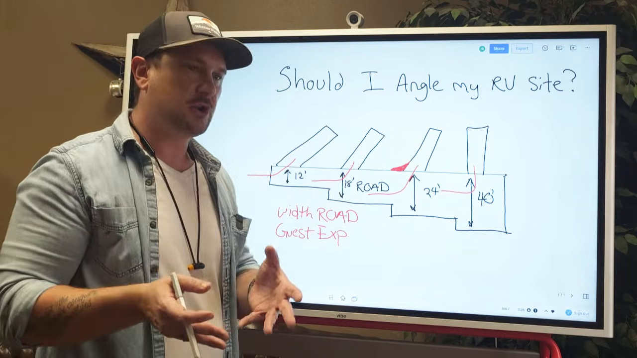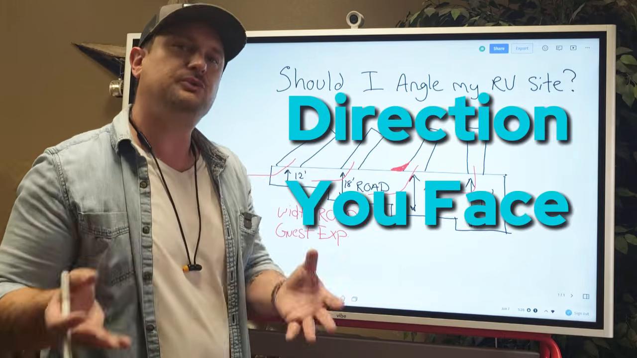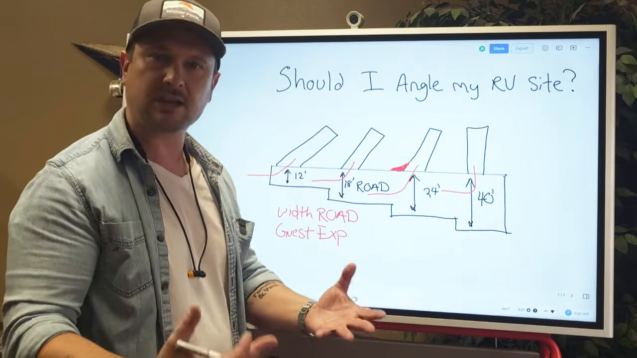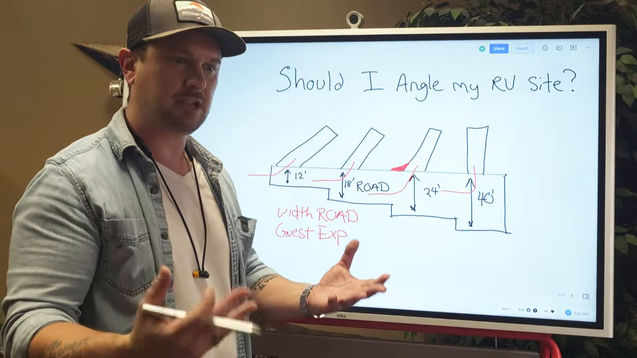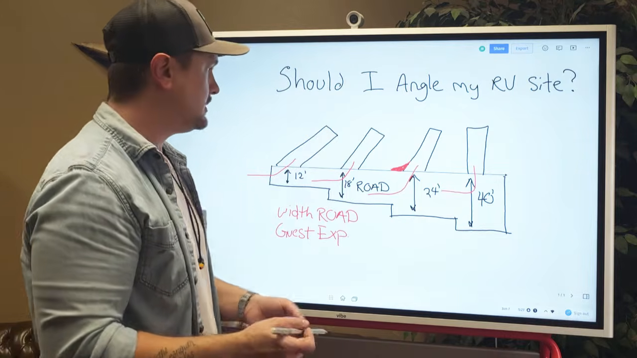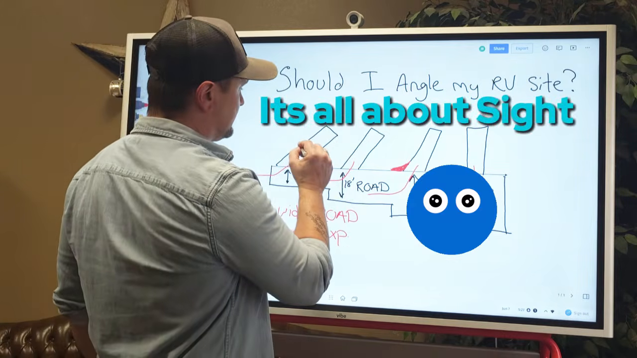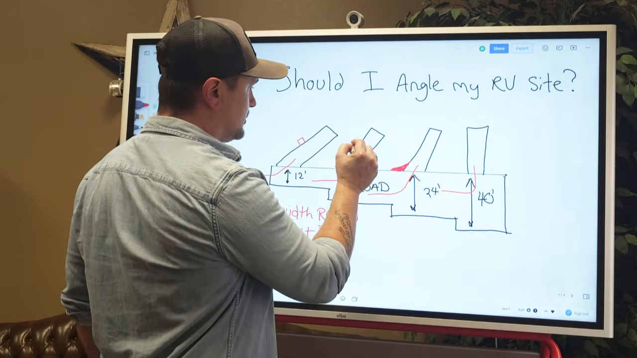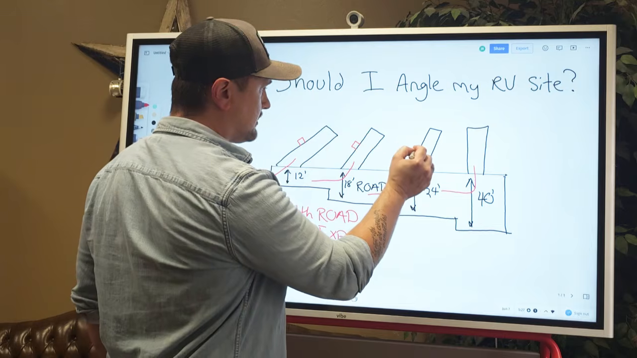But it's also the direction you face when you're on your patio and or you're walking out your entrance of your RV. So, it's all about sight, right? So, your typical RV has doors right over here, okay?